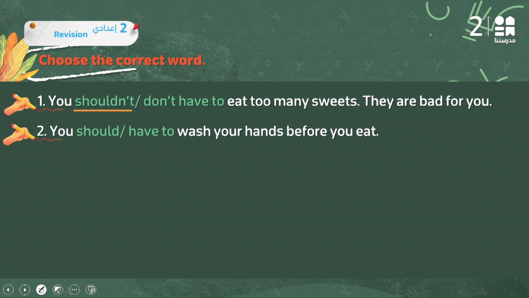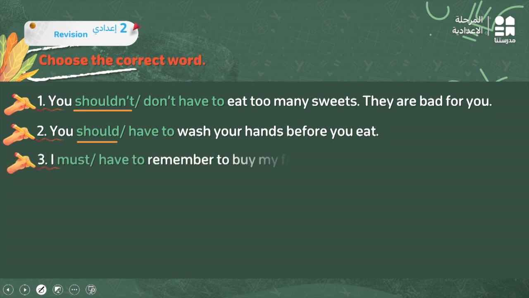Number two, you should or have to wash your hands before you eat. Is it advice or something related to rules? It's advice, definitely. That's why I chose should. In number three, I must or have to remember to buy my friend a birthday present. Here I remind myself. There is no rule to remind me of it. أنا بفكر نفسي. So is this here must or have to? Definitely it's must.